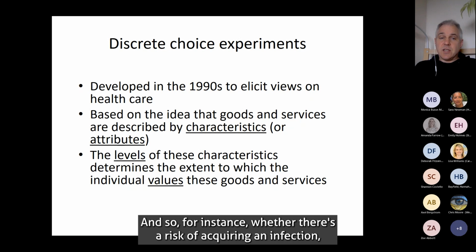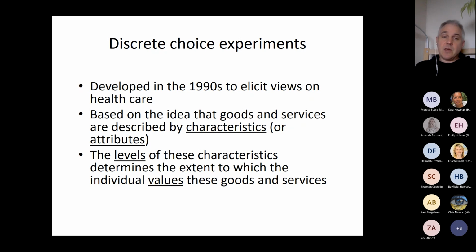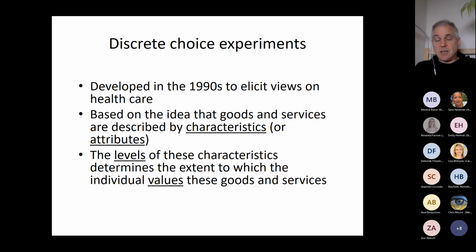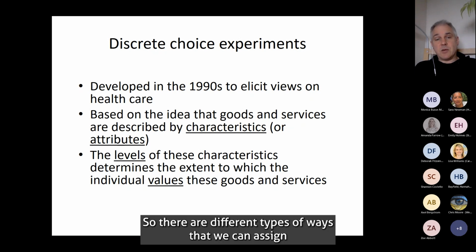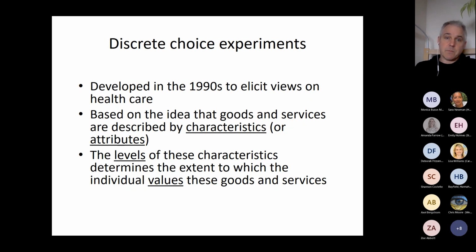And so, for instance, whether there's a risk of acquiring an infection, it may be a binary choice of yes or no, or it may be a probability. If it's to do with pain, then it could be mild, moderate, or severe. So there are different types of ways that we can assign levels to the various attributes that we choose.